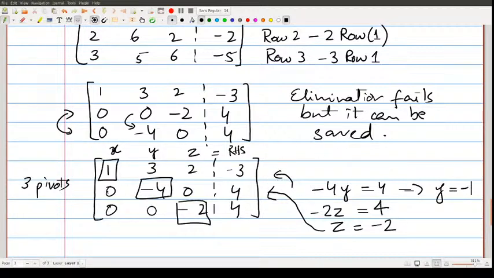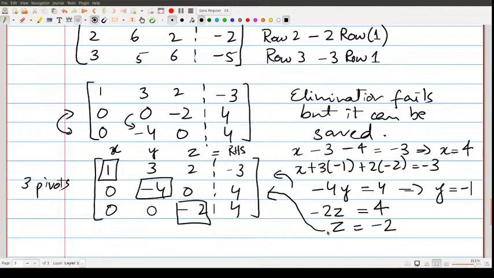And now plug both of them in. Again, I'm doing back substitution, so x plus 3 times minus 1 plus 2 times minus 2 equals minus 3, and you have x minus 3 minus 4 equals minus 3, which gives me, this is minus 7, goes over there, plus 7, so x equals 4. And so my solution is 4, minus 1, minus 2. That's the solution to my problem, x, y, z. So elimination sort of failed here, but we still managed to save it.